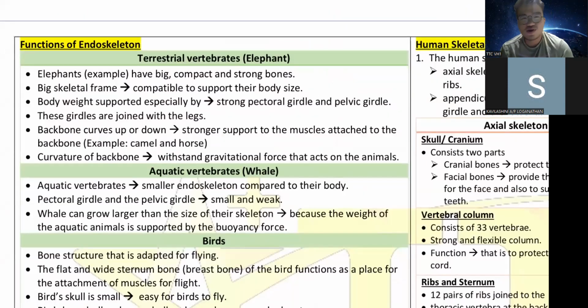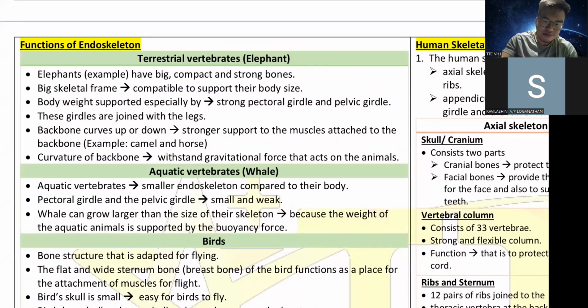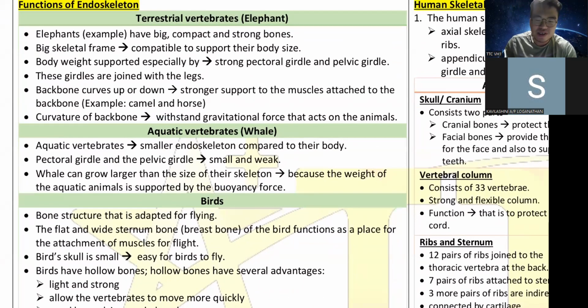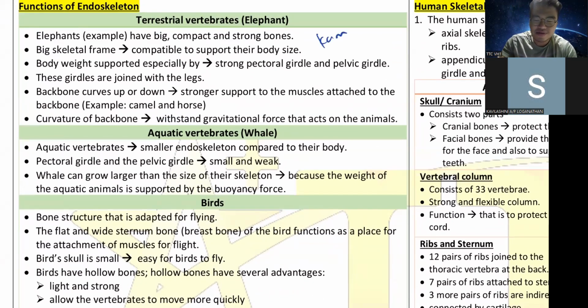Okay, and then for endo, this is also very easy. We have terrestrial, which is land, aquatic, water, and bird, air. This one very easy. Just think of kari kambing. If you look at the mutton, the bone is very thick and compact. They have big, compact, and strong bone. Why? Because they need to fight gravity.